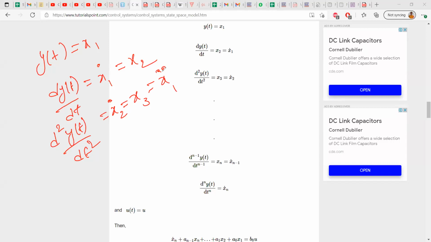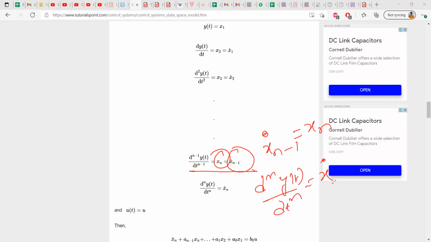Is it clear? Third step. Is it clear, all of you? Similarly, up to nth order, d power n minus 1 of y of t by dt power n minus 1 is nothing but x n minus 1 dot, which is nothing but xn. Finally, d power n of y of t by dt power n is nothing but x n dot.